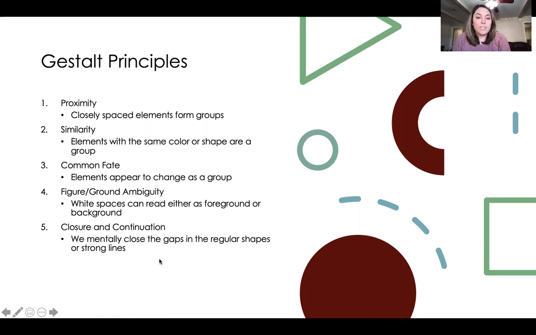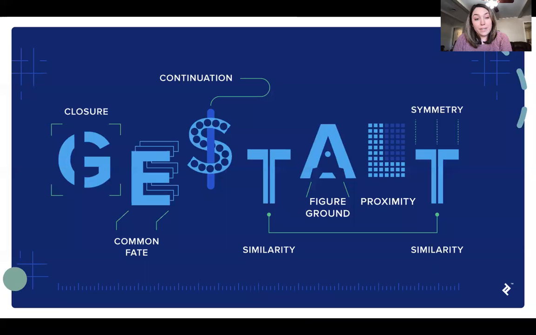Common fate: elements appear to change as a group, so they all change together. They have a common fate. That would be the E here. So you recognize that this is just the E repeated. It's not one giant weird shaped thing.